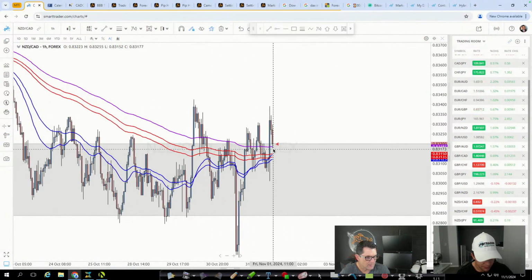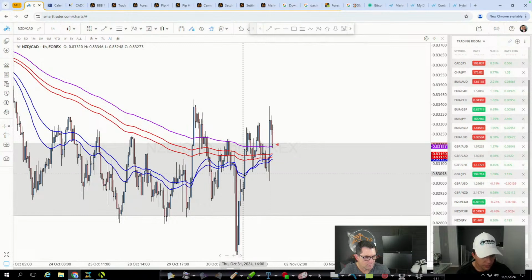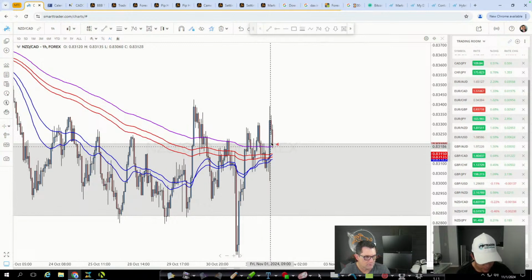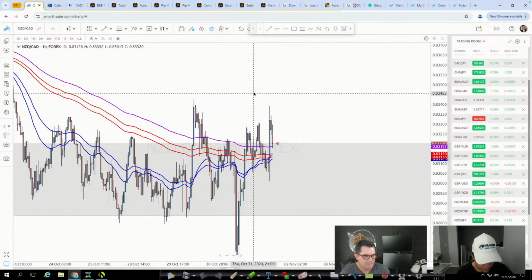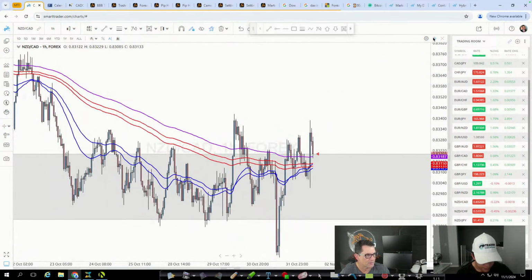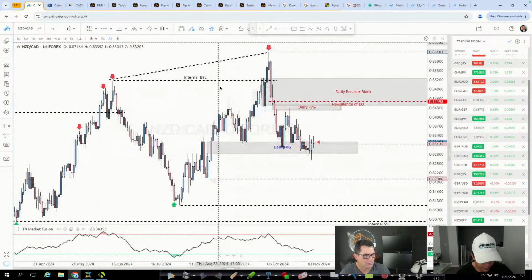So that means that traders look at the blue ribbon. Blue ribbon still below the red ribbon. So this is just price manipulation according to what I'm seeing right here. I don't see the confirmation on the daily time frame.